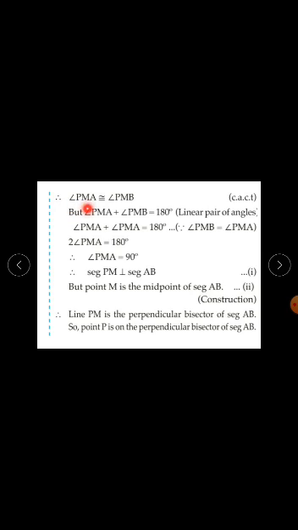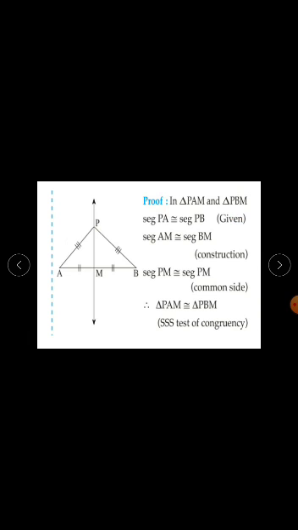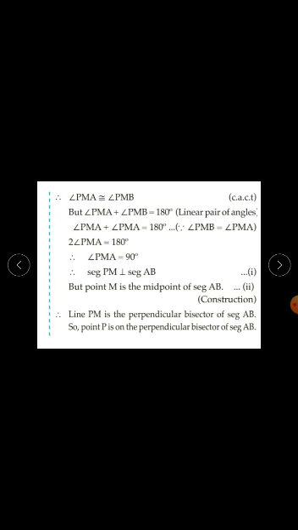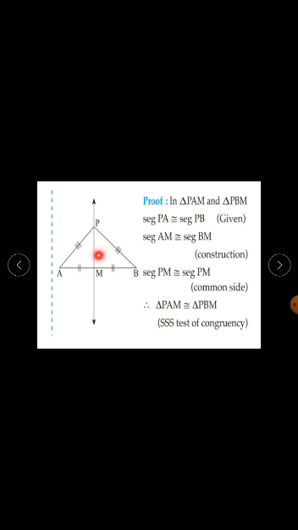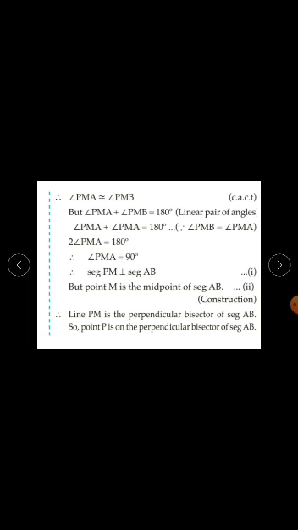Therefore, angle PMA is congruent to angle PMB by CACT. If two triangles are congruent, then their corresponding sides and corresponding angles are congruent. The reason is corresponding angles of congruent triangles. But angle PMA plus angle PMB equals 180 degrees, linear pair of angles.